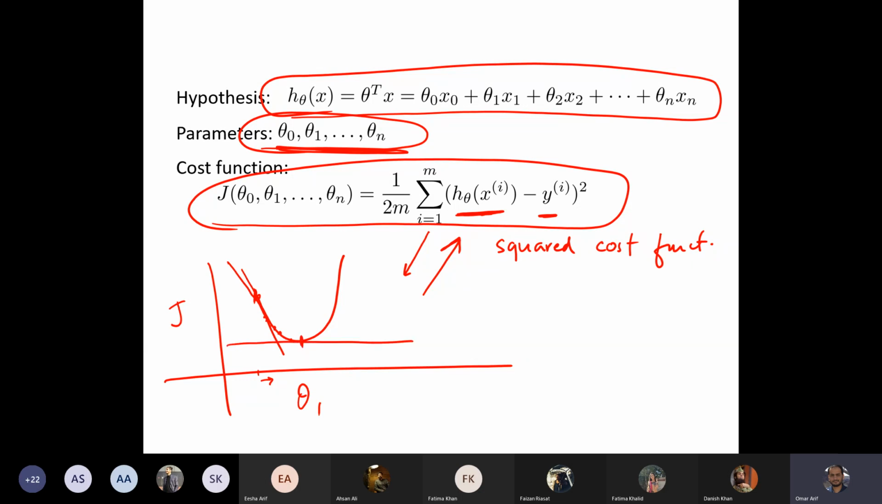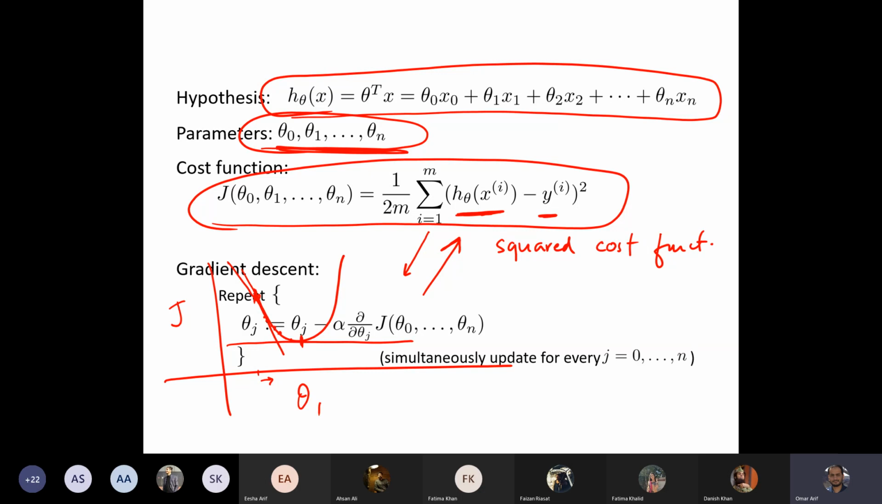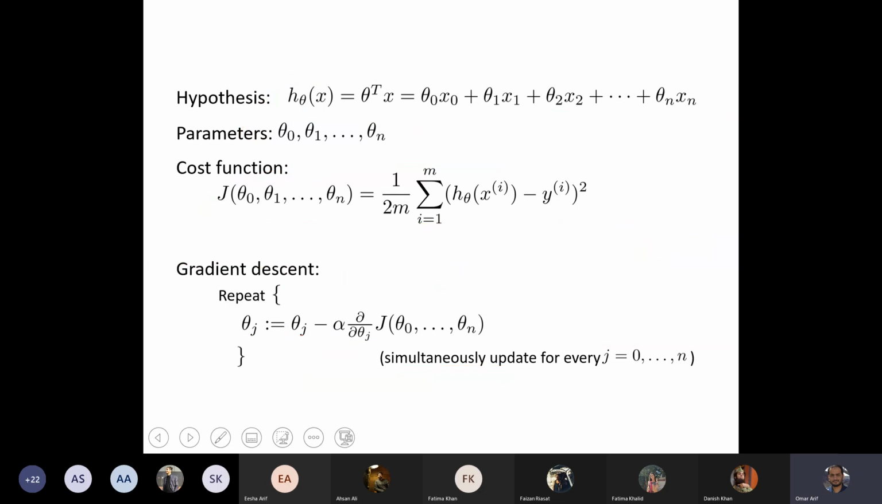Here the slope is 0, and that is why I will stop here. So this is the basic gradient descent approach, and this is what I am doing.